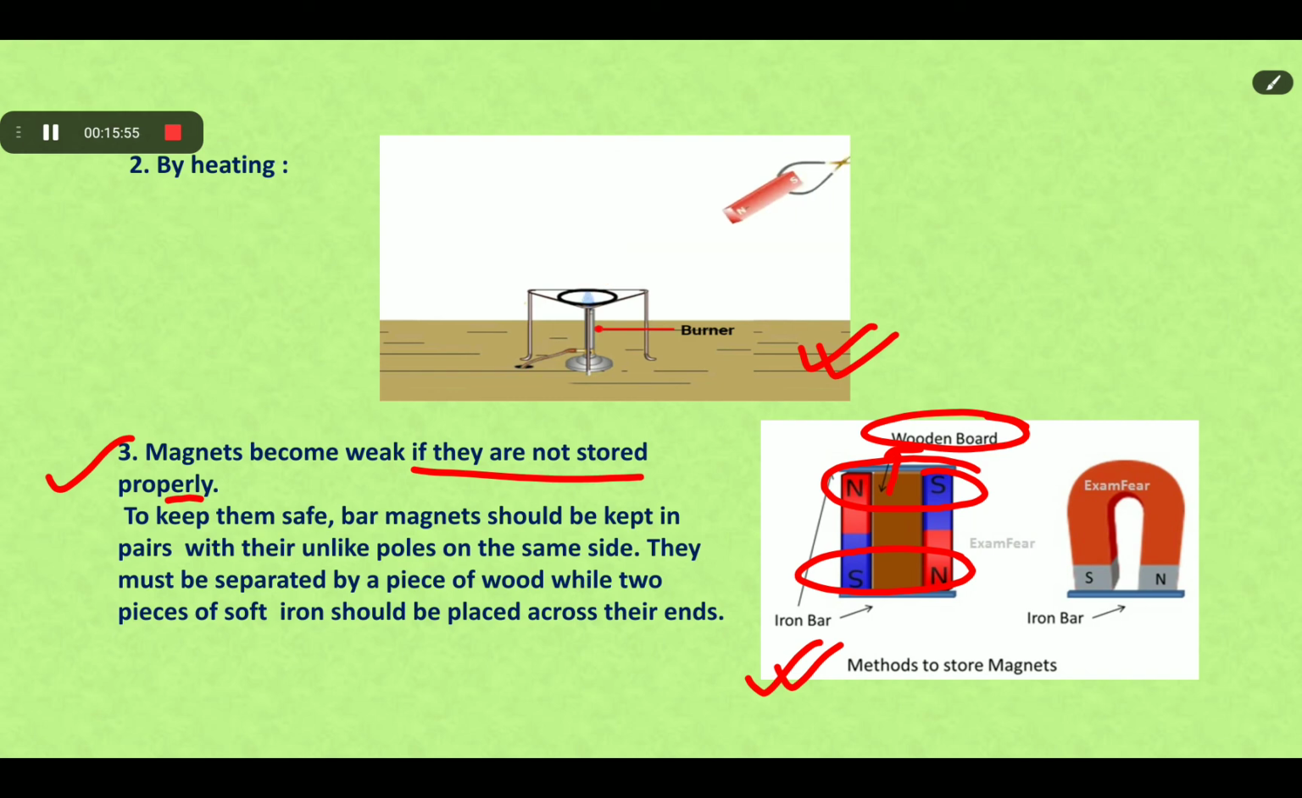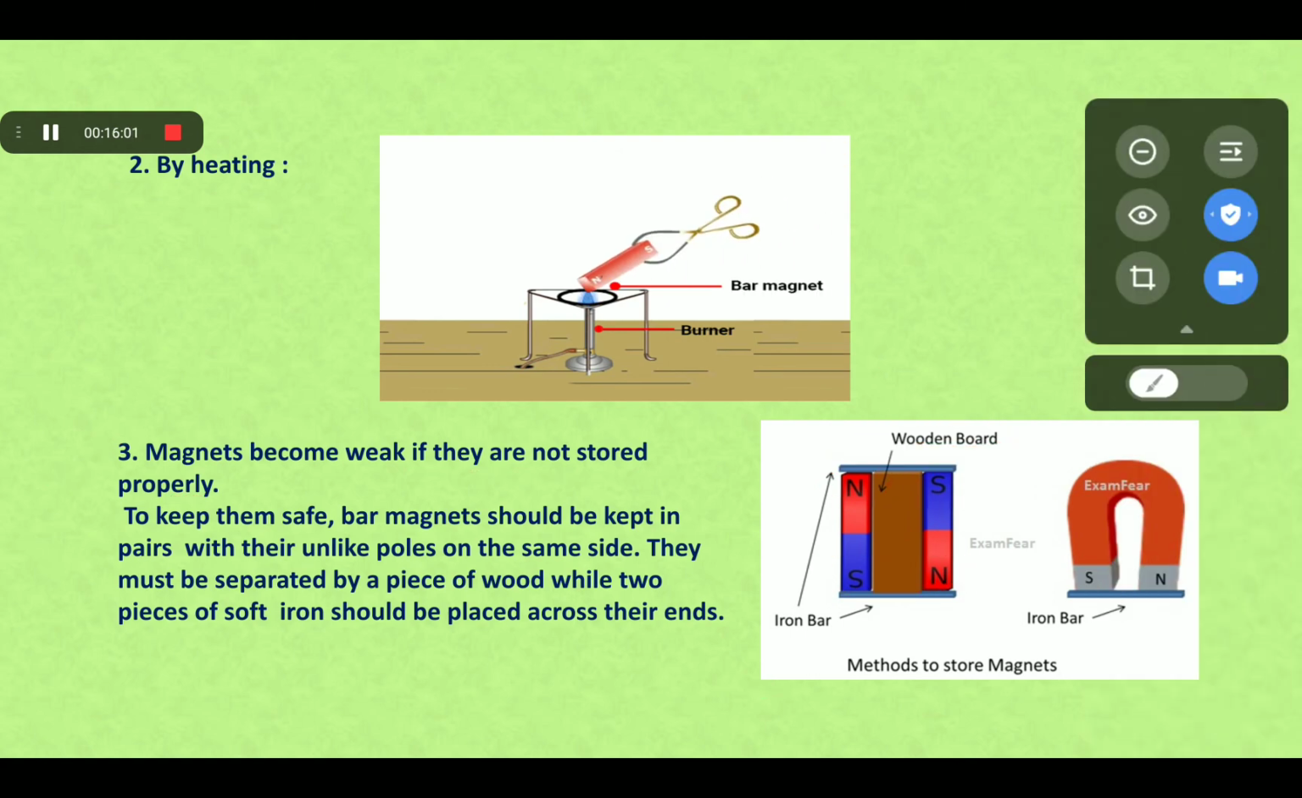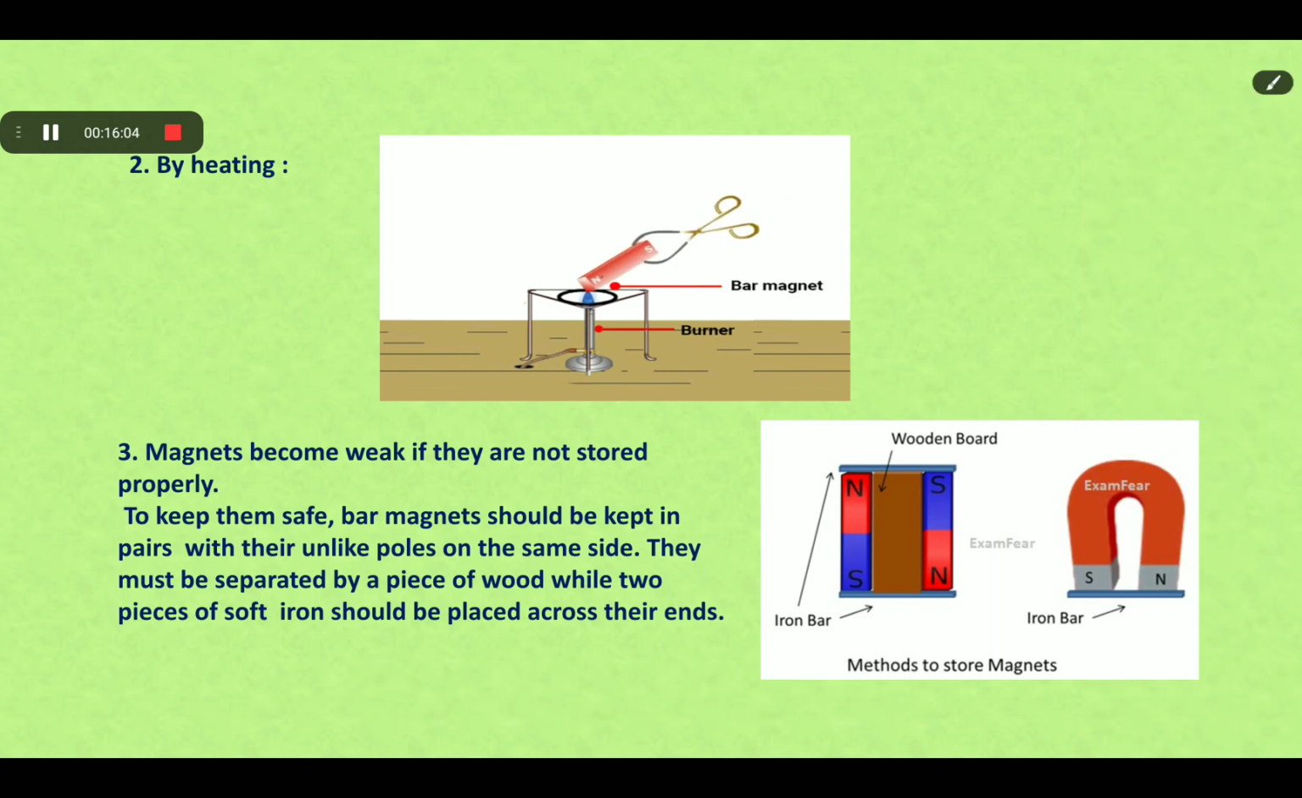And the two pieces of soft iron, in this way, this is the iron bar. The two pieces of soft iron should be placed across their ends. So in this way, we have to keep the magnet safe. If we cannot do this, then after a certain time the magnet automatically loses its magnetic property and it can be demagnetized. So these are some methods by which the magnet can be demagnetized.